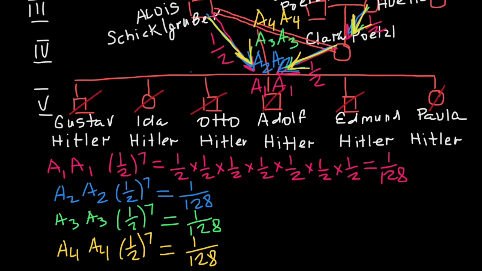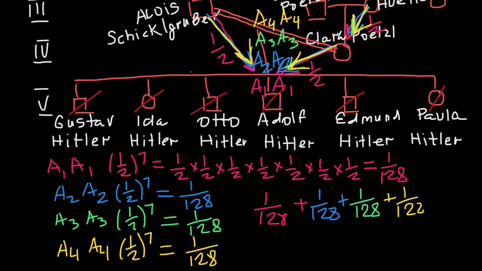Now we have to add all this for independent probability. So we have to add 1 over 128 plus the probability of being A2 genotype, which is also 1 over 128, plus the probability to be A3 genotype, 1 over 128, and the last variant to be genotype A4, so plus 1 over 128, and we are going to get an answer 4 over 128. And we can reduce this number, so if we divide this number by 4, we are going to get 1 over 32.